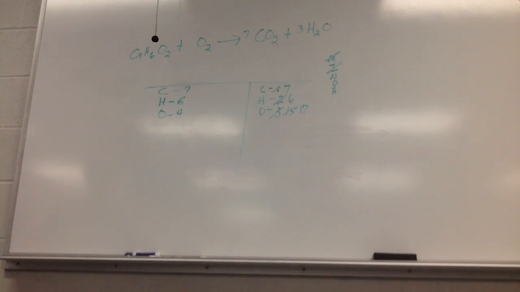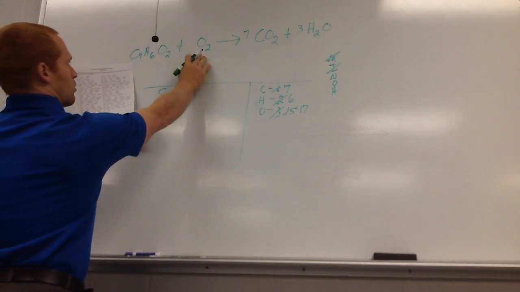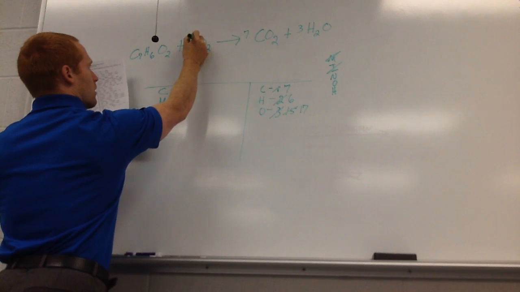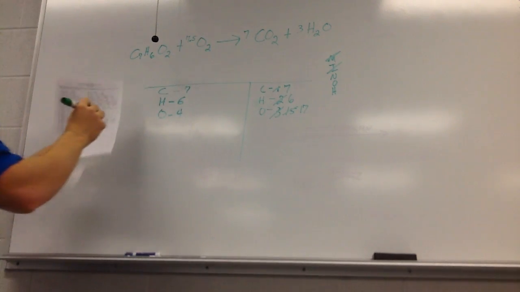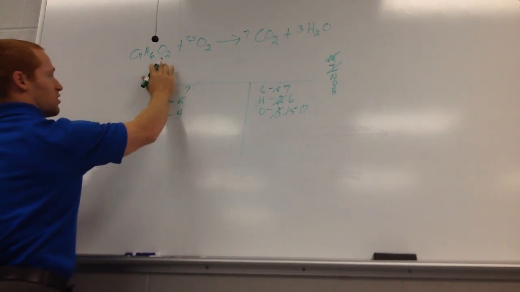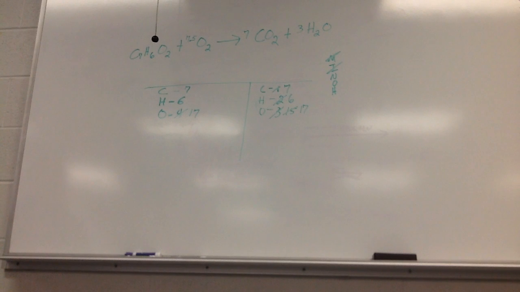So I'm going to put, let's see, we have 2 here. And we need this to equal 15. So I'm going to put 7.5 as my coefficient. Because if you take 7.5 times 2, that'll be 15 plus 2, 17. We are now balanced, okay?